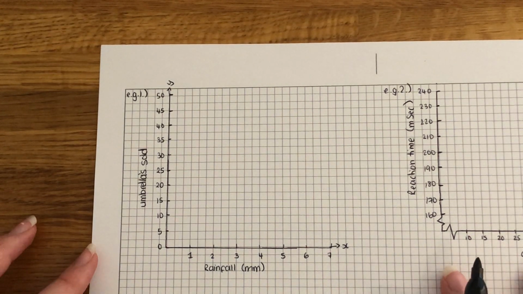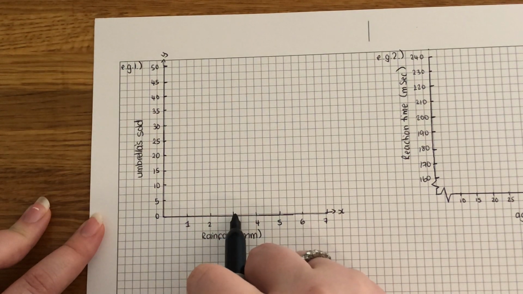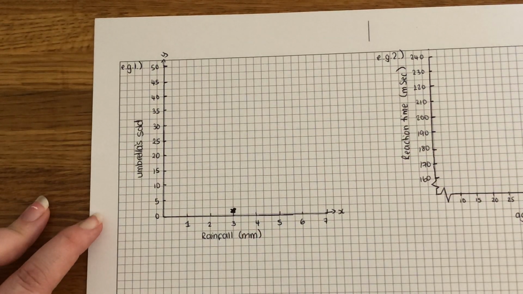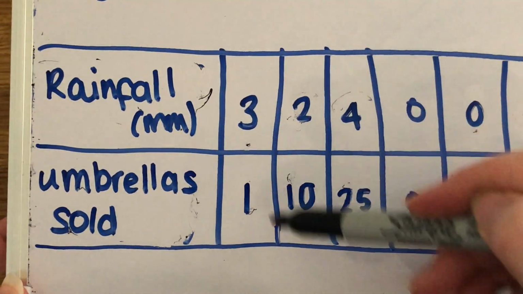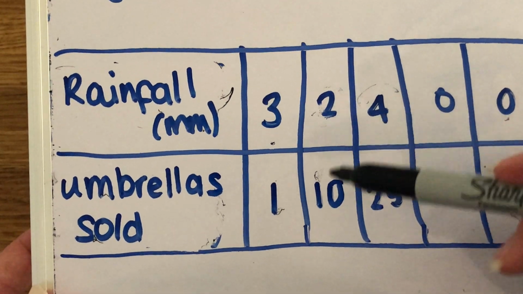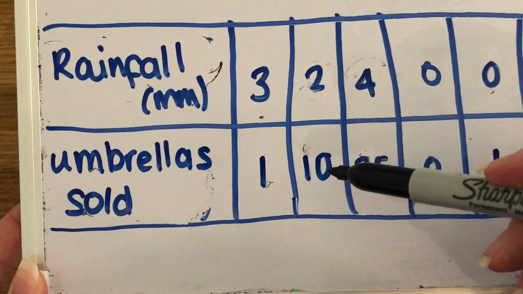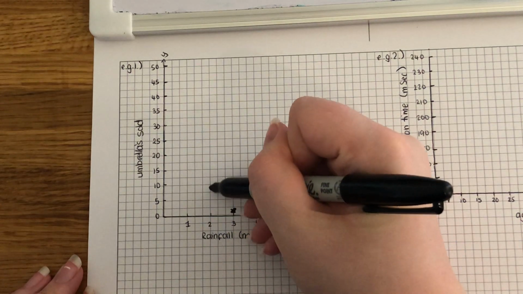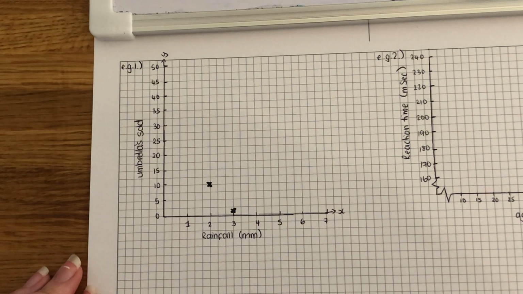Okay, so when we plot it, we've just got to do the best we can. We've got 3 going across and then 1 going up, and I'm just going to draw a little cross like that. Okay, so that's my first one done. The next one here, 2 and 10. So the rainfall was 2 and the sales of the umbrellas was 10, so I'm going to go 2 across the bottom and 10 high. And again, I'm just going to put a little cross there.